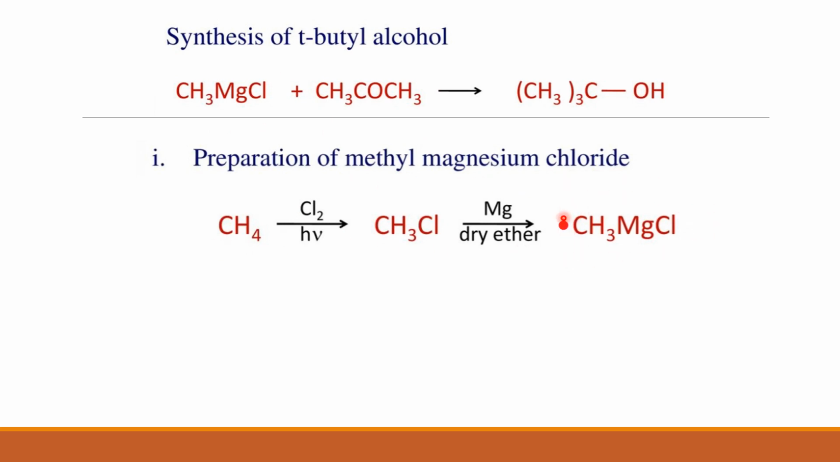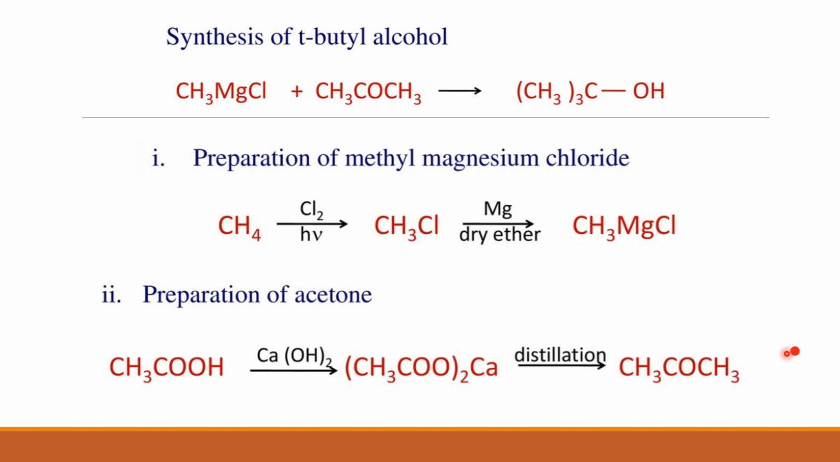So this is one of the reactants we have prepared in one step. This is the second reactant we have prepared in the second step. So now these are the two reactants which we have obtained from two different steps. Now we will just combine these two and you are going to get your product.